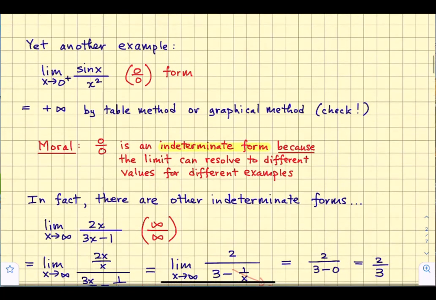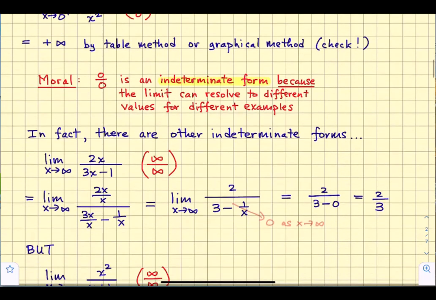Yet another example is if we look at the limit as x approaches 0 from the right of sine x over x squared. This is a 0 over 0 form because the numerator is going to 0. The denominator is going to 0. But if you were to apply the table method or the graphical method, and you should check this for yourself, this limit turns out to be plus infinity. So we saw 3 different 0 over 0 forms, and their ultimate answers ended up being 3 completely different things. So this is why we call this an indeterminate form, because the limit can resolve to different values for different examples. In fact, there are other indeterminate forms.